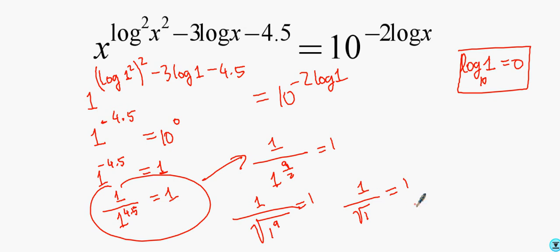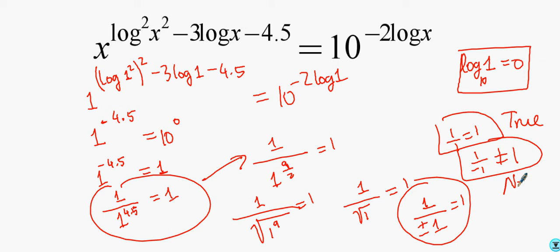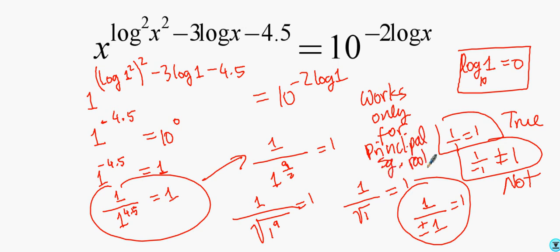Now square root of 1 could be positive or negative, so we're saying that 1 over plus or minus 1 equals 1. So in case where 1 over 1 equals 1, that's true. But in case where 1 over negative 1 does not equal 1, that's not true. So this solution works only for principal square roots, meaning positive. And that's it.